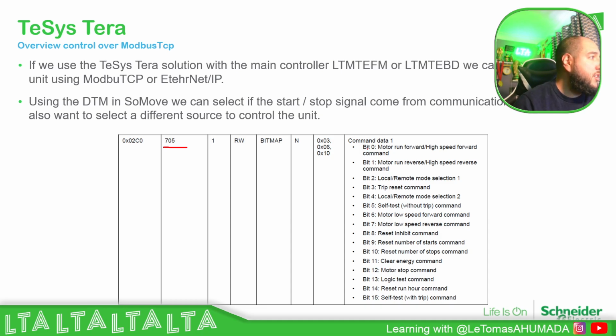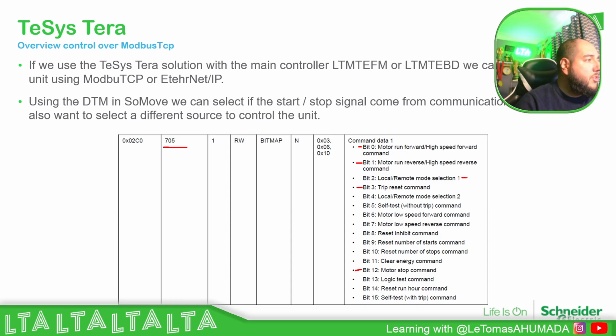You can see here that bit 0 is the one for forward, and bit 1 is for reverse. Here you have the trip reset. Then we have the one in the 12th position, bit 12, stop. So as soon as you make the run command, you just need to stop it later.